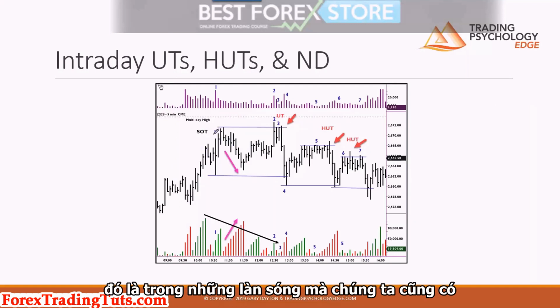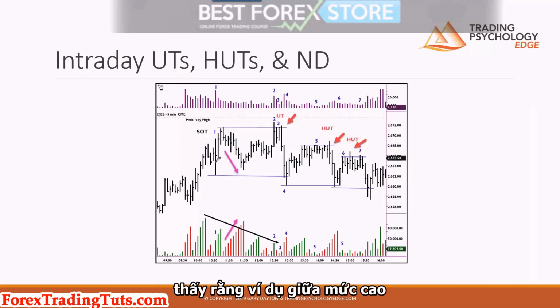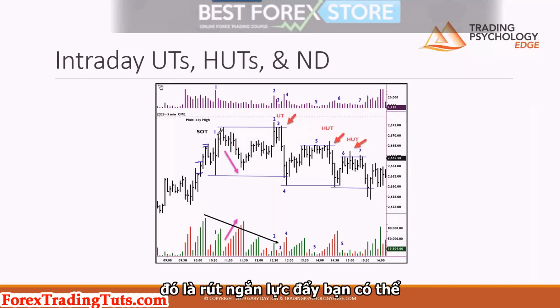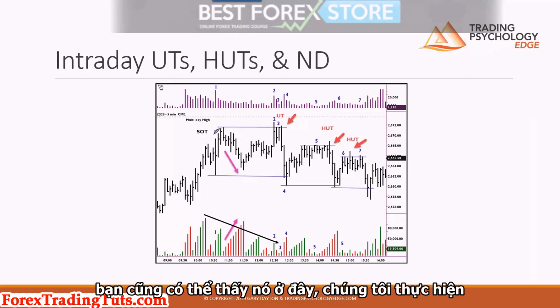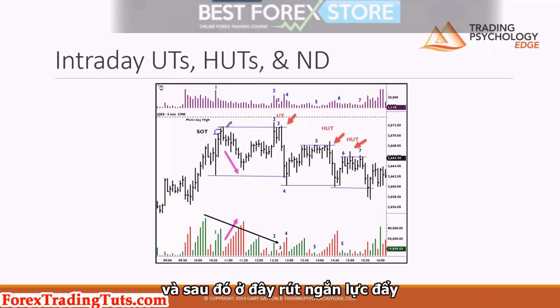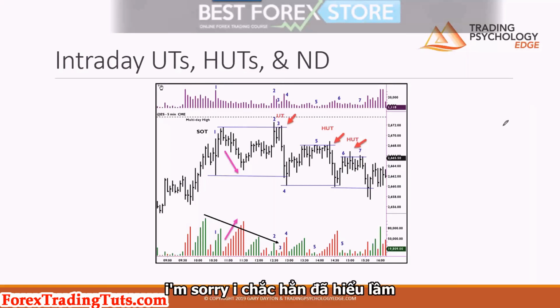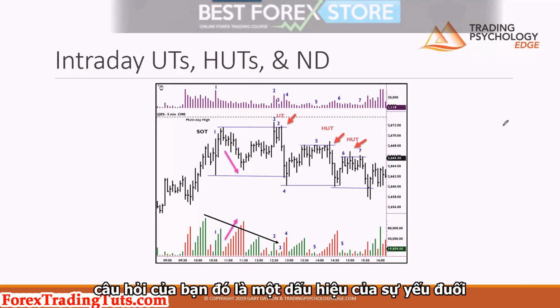And that's in the waves. We also have shortening of the thrust here. You can see that, for example, between the high here and the high here, we made good progress, right? But here, we don't make such good progress. That's shortening of the thrust. You can see it here too. We make progress here and then here, shortening of the thrust, okay? Common to both. We'll see it on the upside and the downside. Change of behavior is a sign of weakness. Yes. I'm sorry. I must have misunderstood your question. It is a sign of weakness.